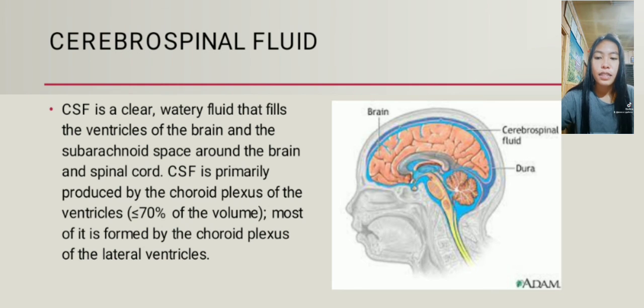Cerebrospinal fluid. CSF is a clear watery fluid that fills the ventricles of the brain and the subarachnoid space around the brain and the spinal cord. CSF is primarily produced by the choroid plexus of the ventricles, with 70% of the volume. Most of it is formed by the choroid plexus of the lateral ventricles.